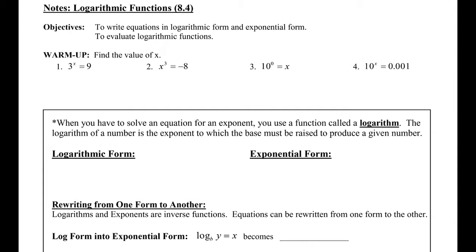Today's notes are on logarithmic functions. Please complete the warm-up on your own and then take a look at the box below.